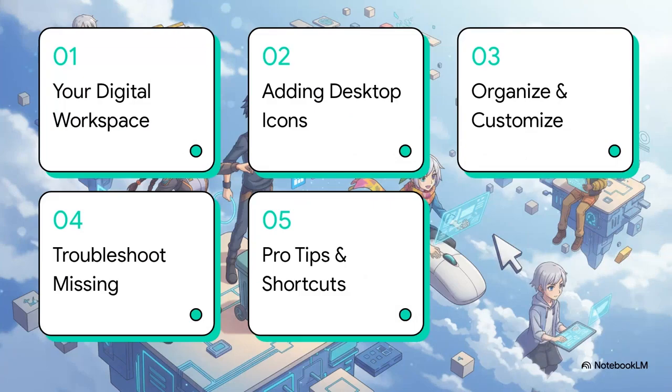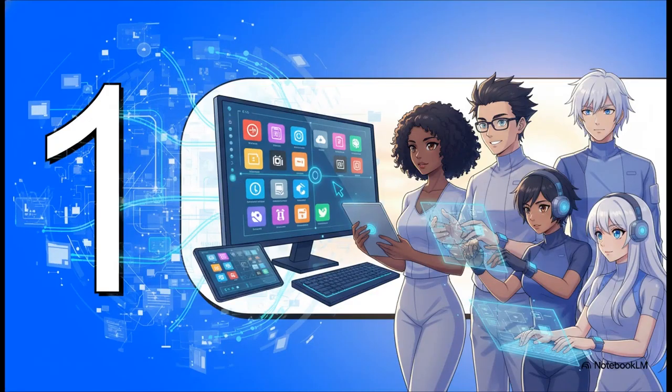So here's our game plan for today. We'll be hitting 5 key areas: your digital workspace, adding desktop icons, organizing and customizing, troubleshooting missing icons, and finally, some pro tips and shortcuts. All right, let's jump right into part 1, your digital workspace, which is really the foundation of your productivity.